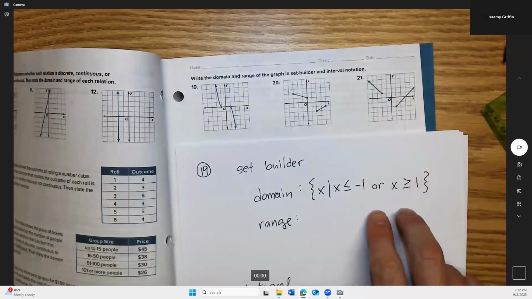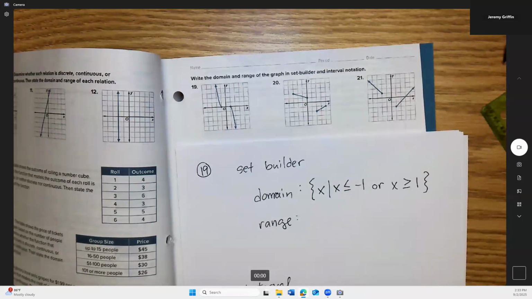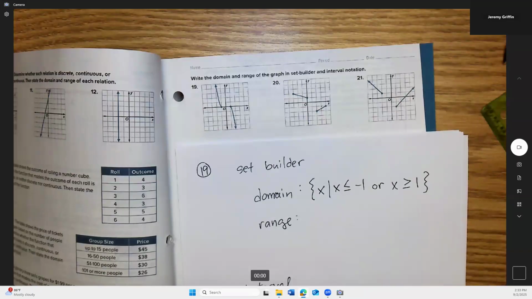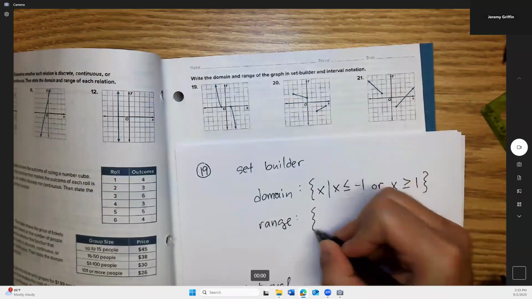Because it splits, right? It jumps. So you write the word or rather than and. If you wrote and, that's also called an intersection, it means both things simultaneously have to be true, which can never be the case here. So that's why you do or: x could be less than something, or could be more than something else.